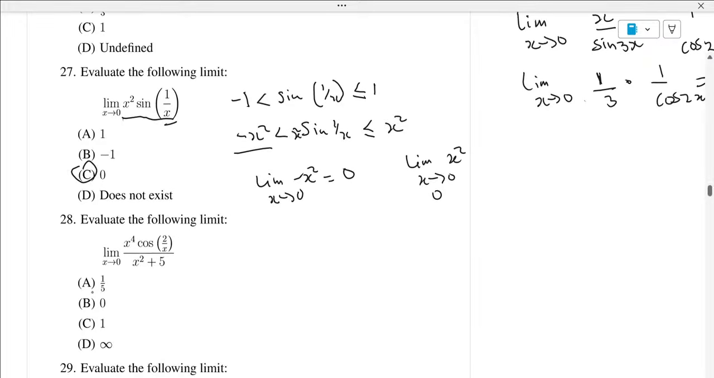Question 28. If we substitute everything inside straightforward, you see that this one is 0. So 0 multiplied by everything gives us 0. And whatever happens in the rest, we don't care because it will give us 0. So it's B.